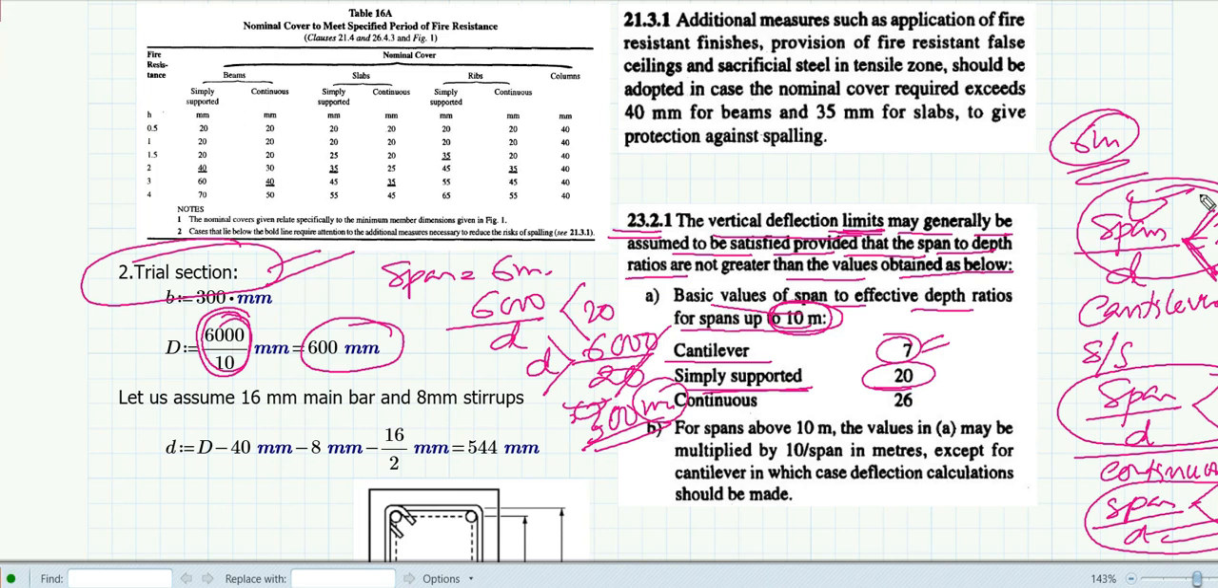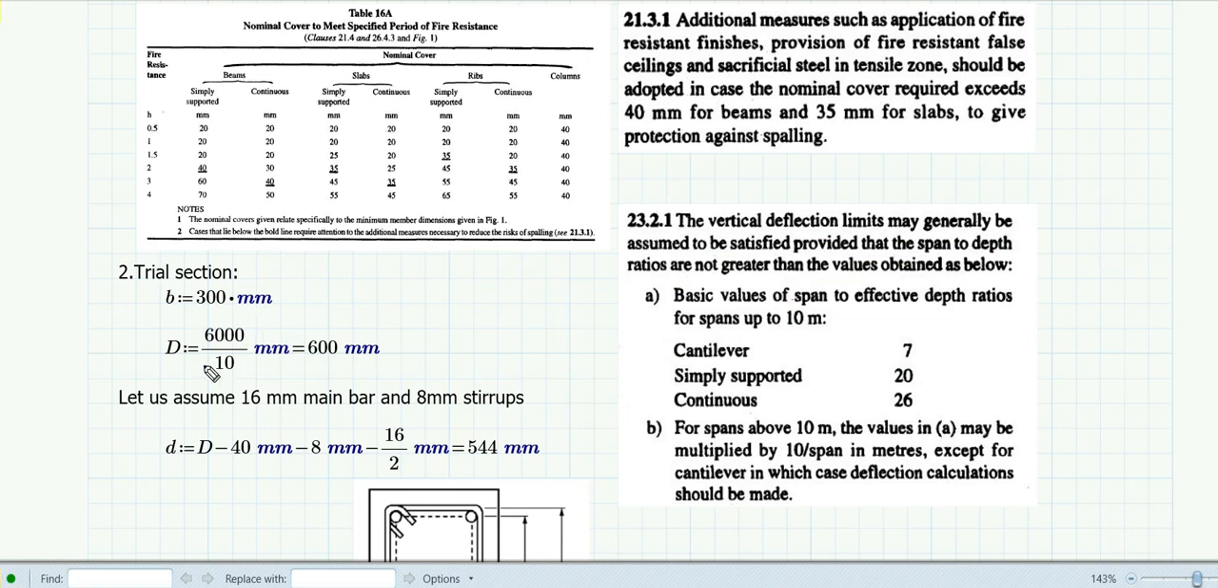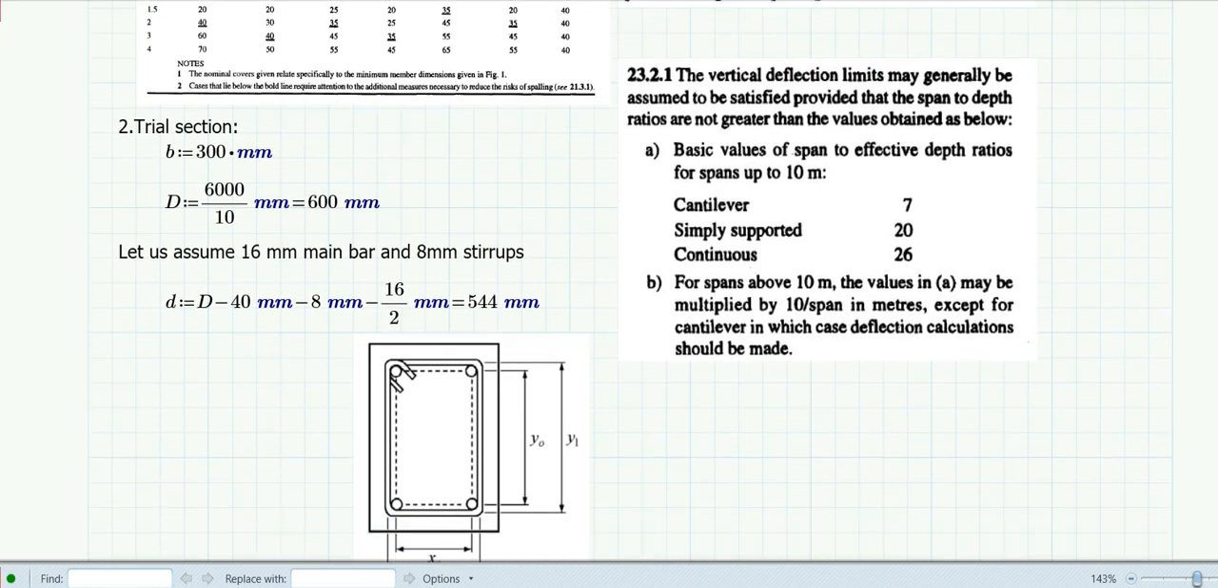Okay, so for your case you can use this simple equation or thumb rule: just divide by 10 whatever depth you are getting, and assume it to be the depth. Now let us also assume that for the beam we have 16 as the main dia bars and 8 as stirrups. Why is that? Because we need to find out the effective depth, right? If you remember, effective depth is up to the center of the reinforcement.